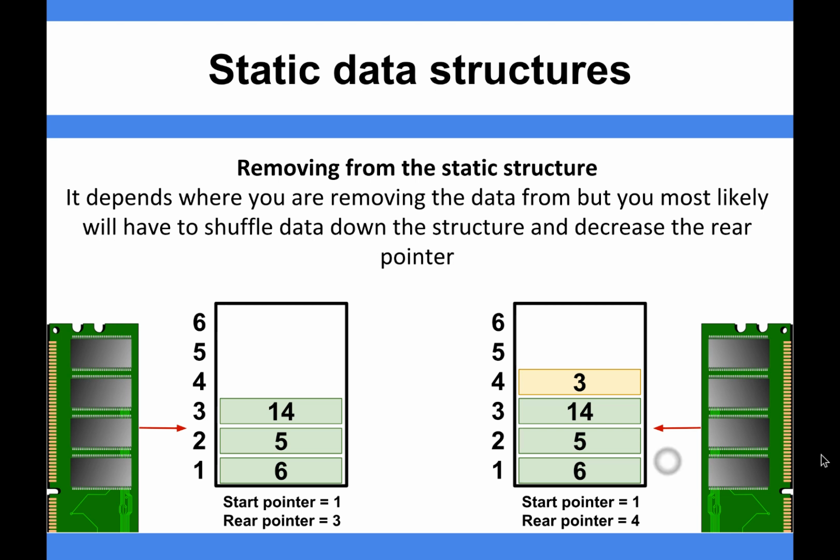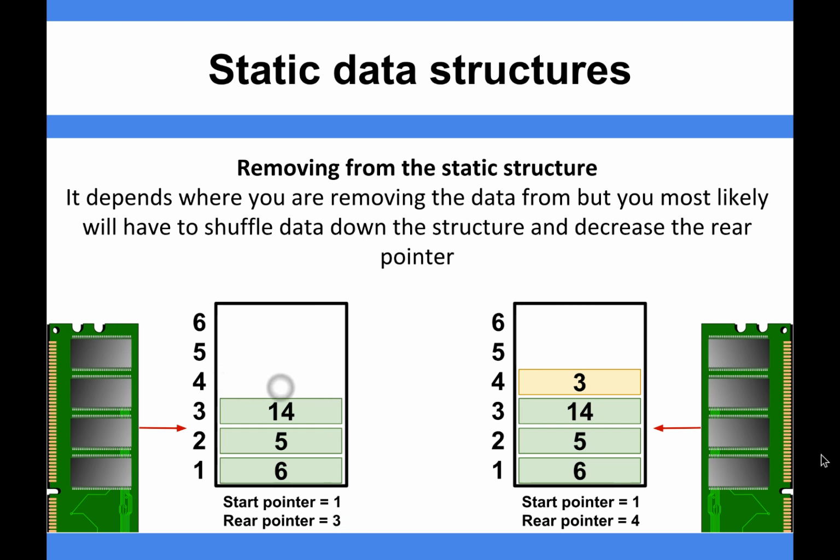Okay, we'll do it this way around. Sorry, I've done it a different way around here. It depends where you're removing the data from, but you most likely have to shuffle data down the structure and decrease the rear pointer. What I've done here is not shuffle data down, because that depends if you're deleting from the front. Let's say this is my current state of affairs, and I want to remove the last item. Currently the start pointer is 1 and the rear pointer is 4. If I'm going to remove item 3, all I do is change the rear pointer to be 3, and then that memory location is no longer used.